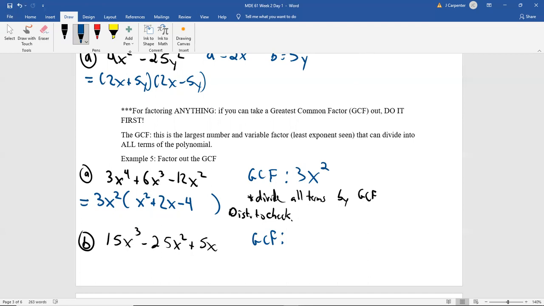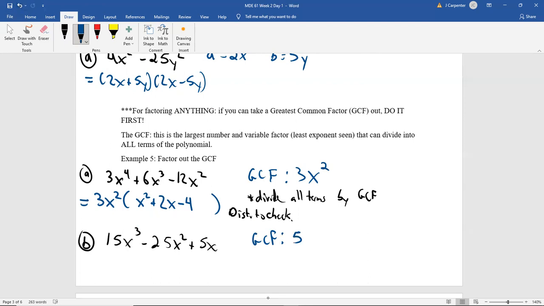All right. So for 15, 25, and 5. And again, if this last 5 was a 4, there would be no numerical GCF. Only take out variables. Or if this last term didn't have an x, then I couldn't take out any x's for a GCF. But 15, 25, and 5 is the biggest number that goes in all three of those.